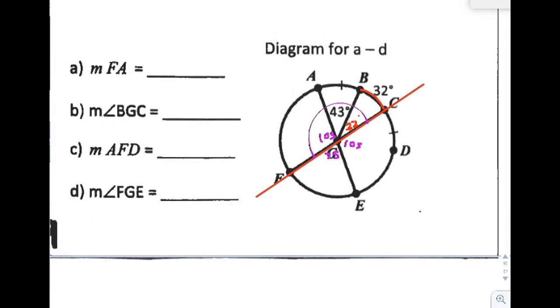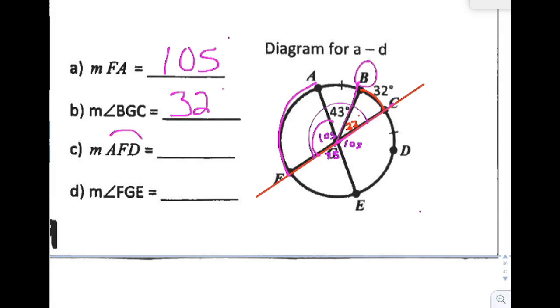Let's see if I've answered anything yet. Arc FA is right here. That's 105 degrees because it comes from that central angle of 105 right there. Angle BGC is from B to the center to here. Well, we already answered that. That's 32 degrees because it comes from the arc on the outside.